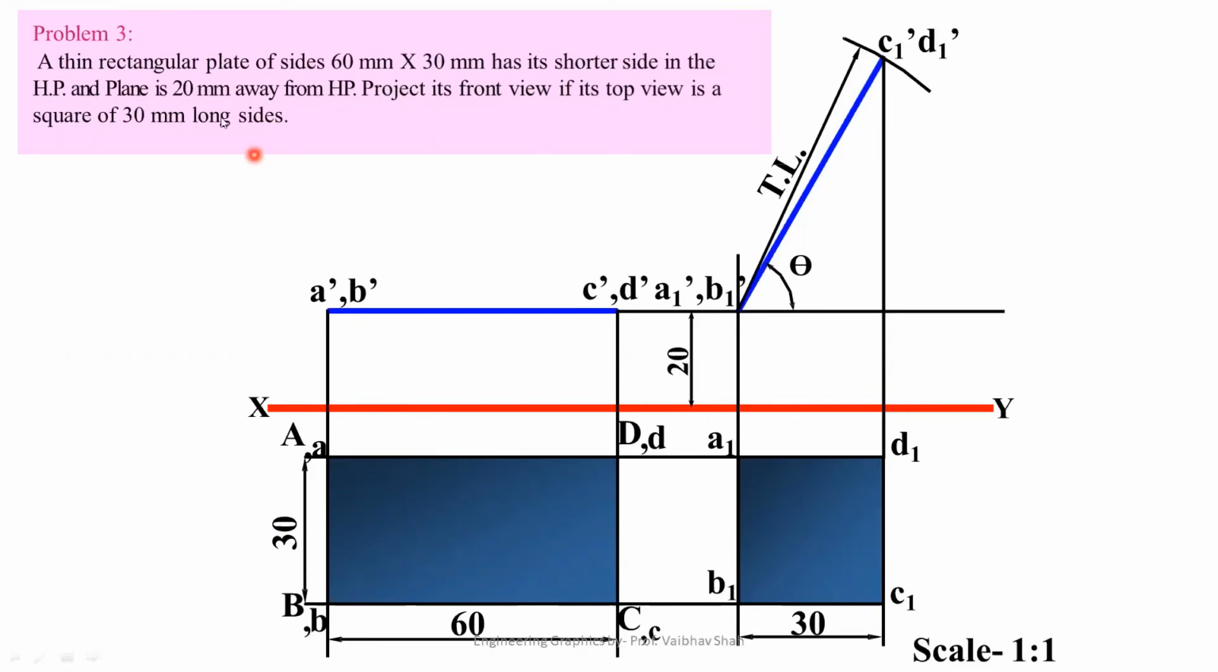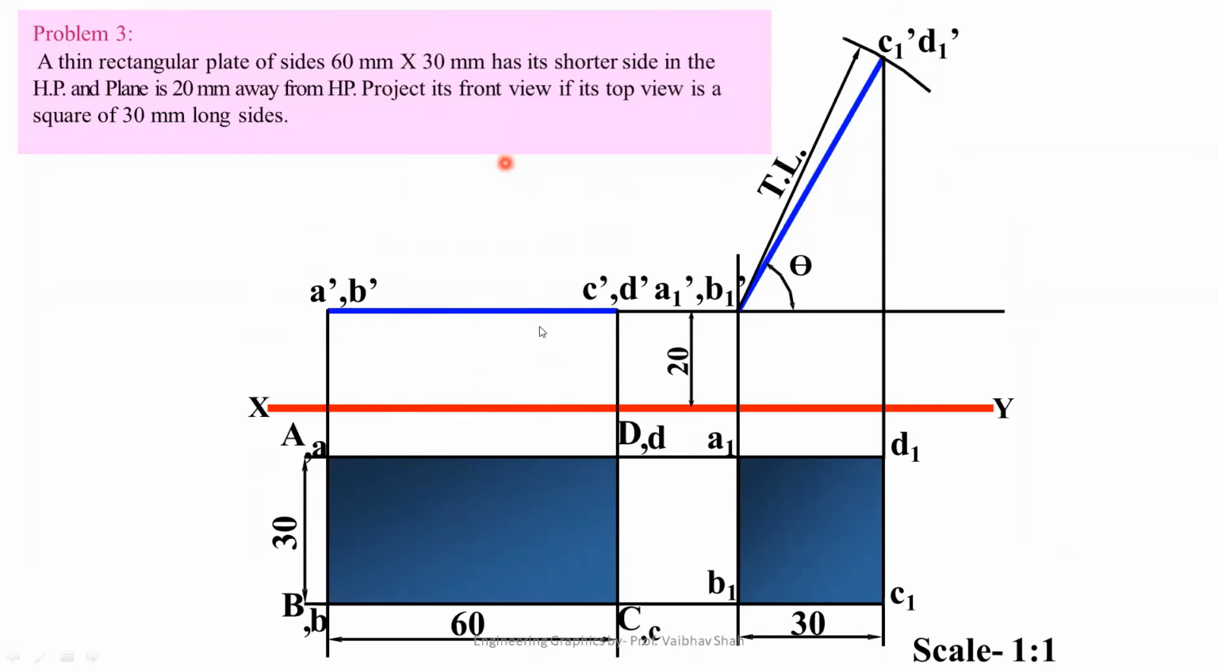Now it says that the plane is 20 mm away from HP. That means this is your XY line, and below this portion is your HP. So 20 mm away from HP means 20 mm away from your XY line in this direction. Any further projection would be lying on this line 20 mm away from your XY line. So now we'll be plotting vertical lines from each and every point, and we'll be getting the front view on this line 20 mm away from your XY line, which is your surface in the first stage, the front view A dash, B dash, C dash, D dash. As you can see, this is a 20 mm distance from your XY line.